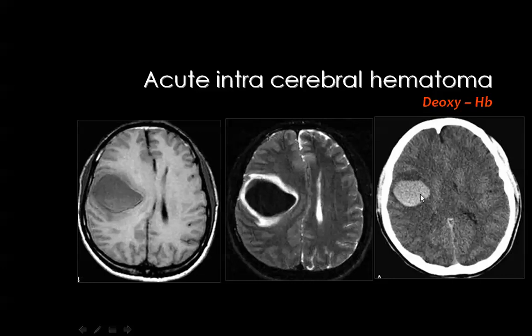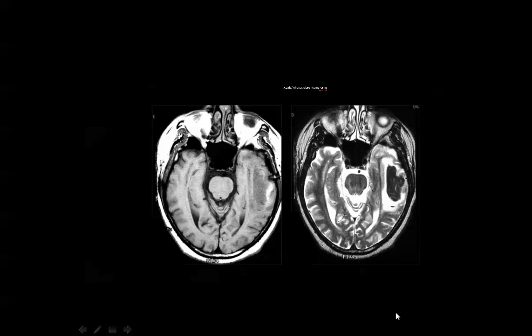Hence the role of the CT scan: it should be the first line of investigation in acute neurological cases, because CT is more sensitive and better for detection of acute blood compared to the MRI.